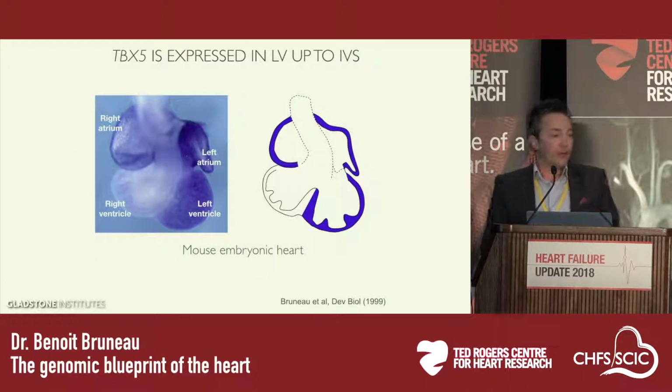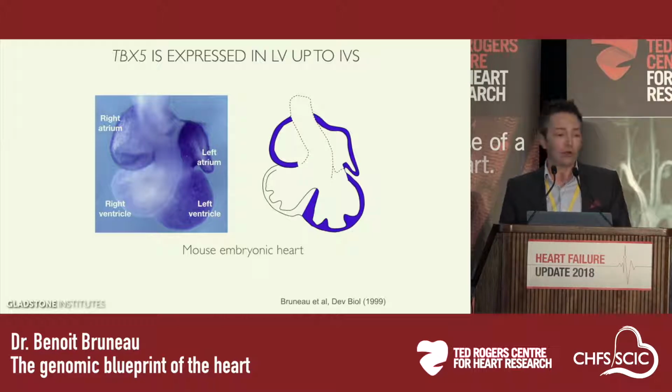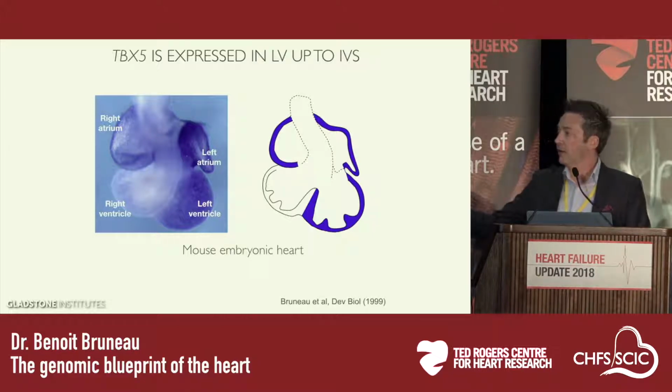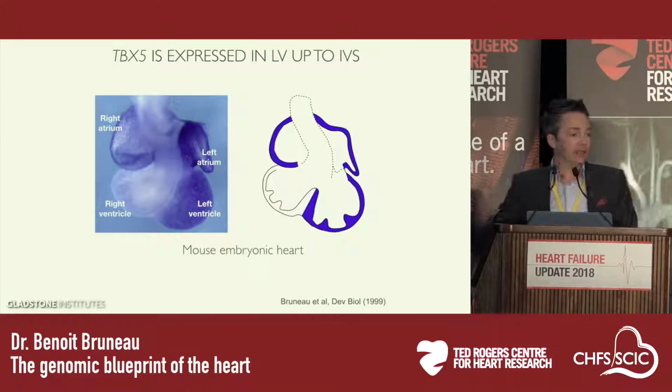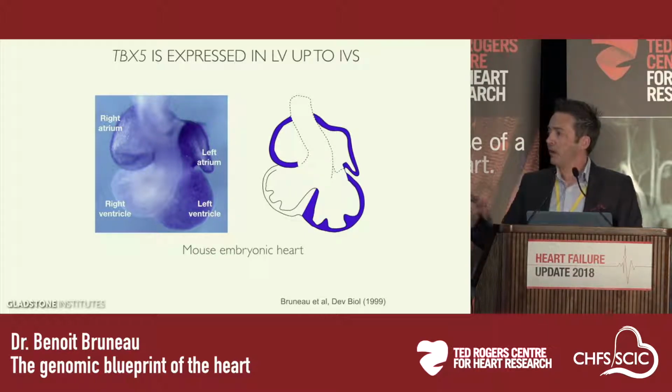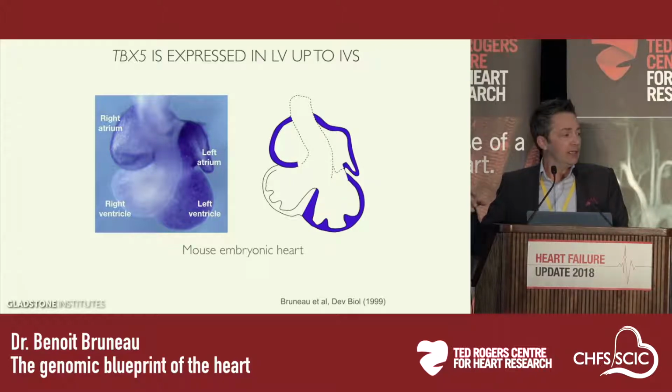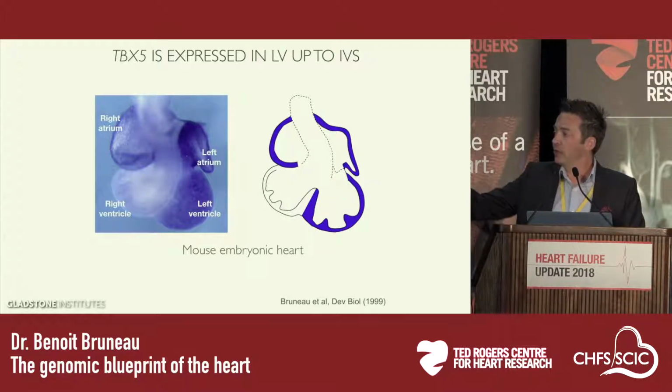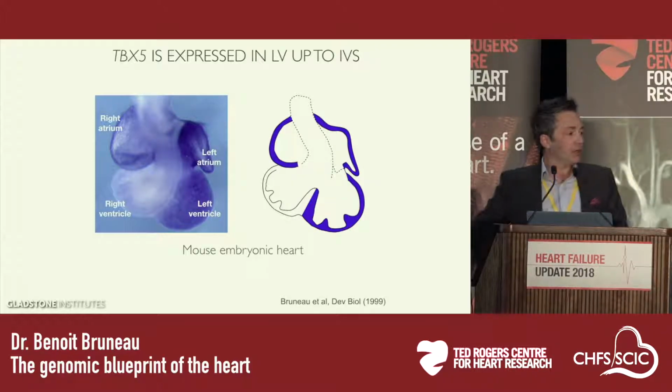One thing that I discovered that's intrigued me for a long, long time is this pattern of gene expression. So blue is the RNA for TBX5 in a mouse embryonic heart at around embryonic day 11.5. You can see the two atria and the two ventricles. And what you can see is that TBX5 expression is high in both atria, but only in the left ventricle and not in the right ventricle.